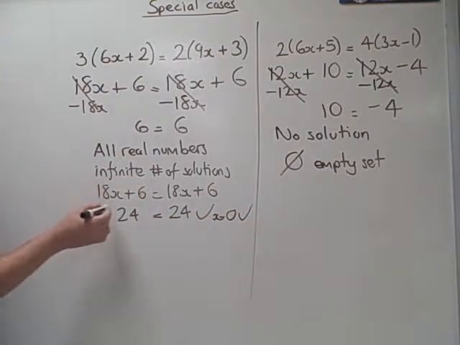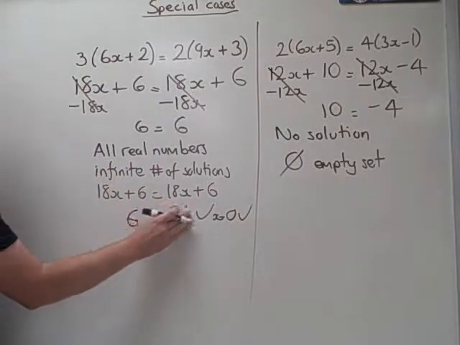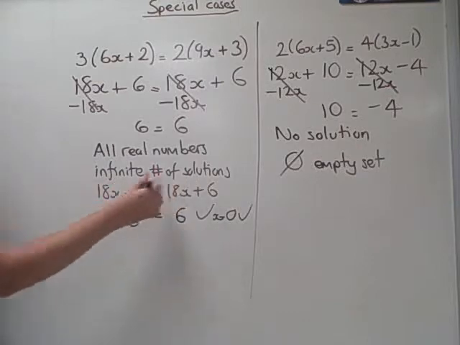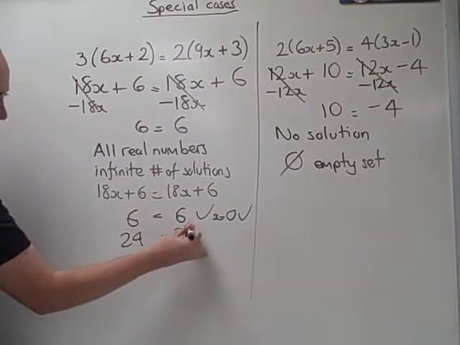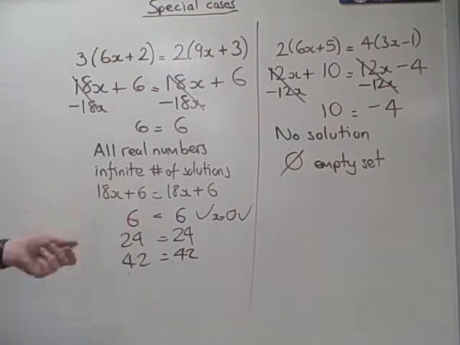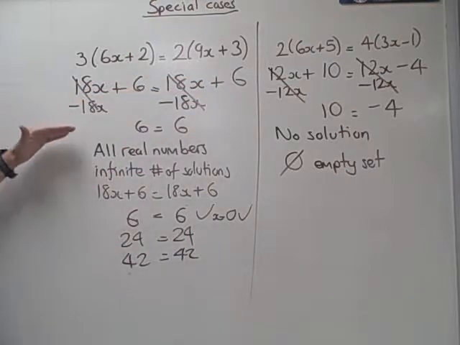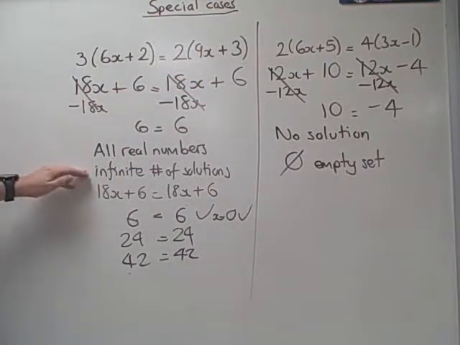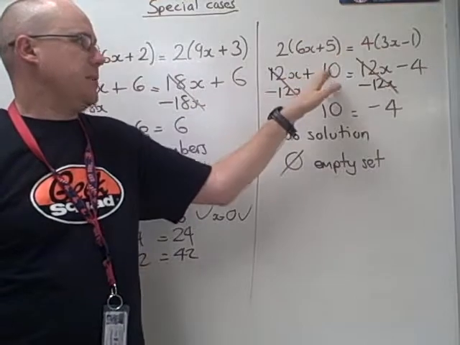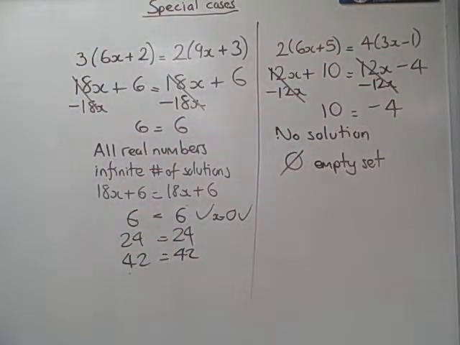If I plug 0 into here, I actually just get 6. If I plug 1 into here, then I get 24 equals 24. If I plug 2 into here, I get 42 equals 42. So whatever number I plug in, I'm always going to get the same answer, because these are the same expression here. So when we have the same number of x's, we also have the same numbers. We're going to say all real numbers or an infinite number of solutions. If we have the same number of x's but different numbers, then what we're going to say is either no solution or the empty set.